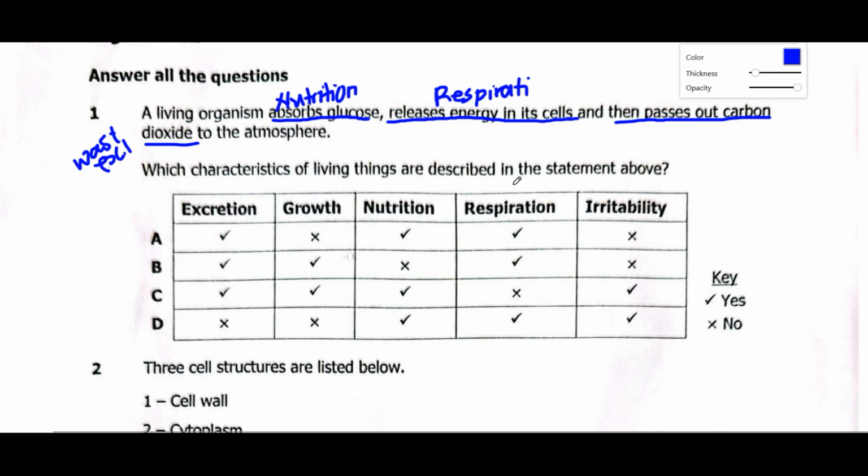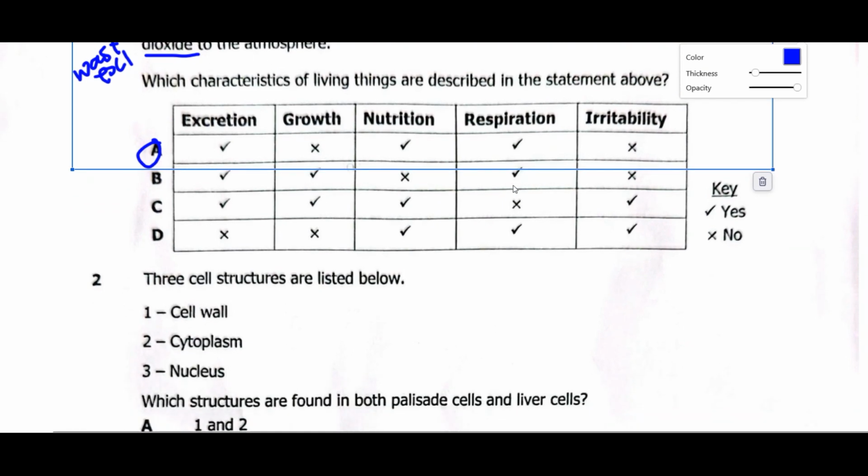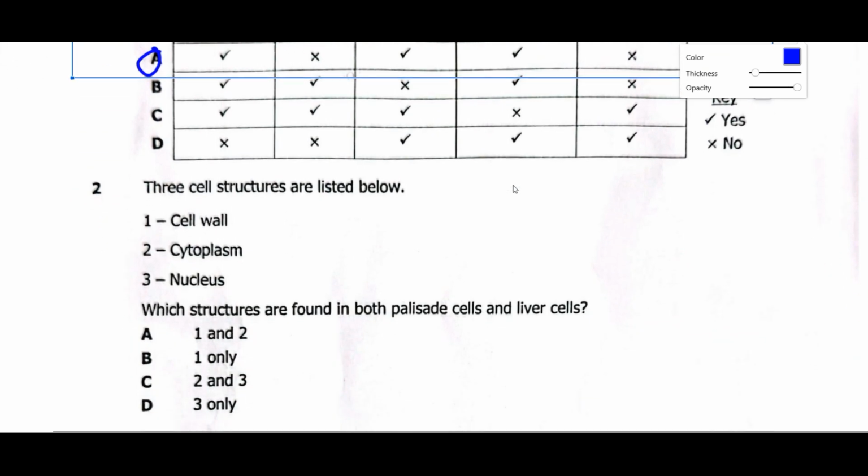Which characteristics of living things are described in the statement above? So excretion, yes. Growth, no. Nutrition, yes. Respiration, yes. So the answer here is just A. We move on to question 2.